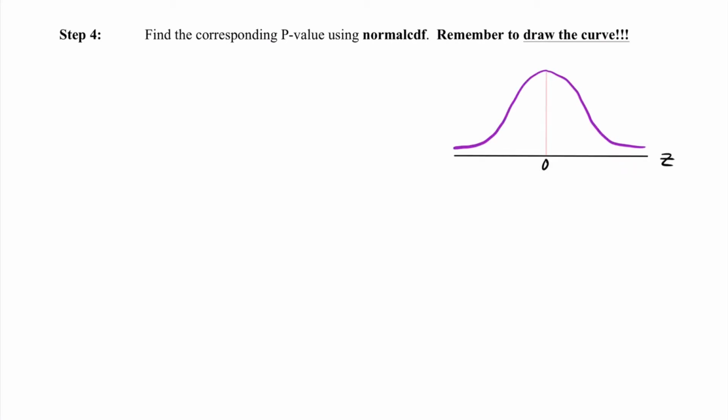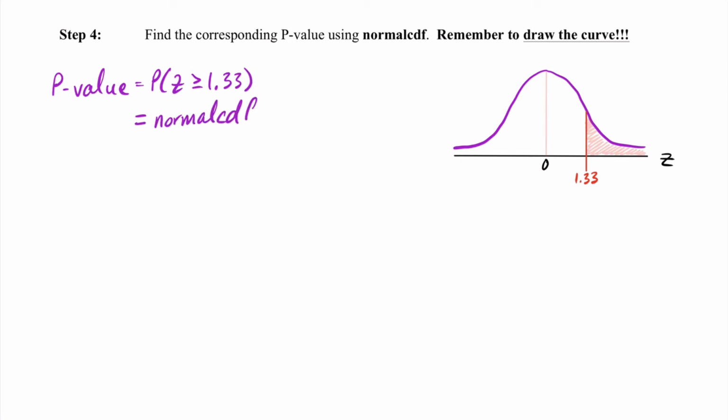function, remembering first to draw our curve, and we've got a normal distribution with a test statistic of 1.33, and we're trying to find the area to the right of that test statistic since we have the claim that urban is greater than rural. So that means our p-value is equal to the probability that z is greater than or equal to 1.33, which means we're using the normal CDF function again from 1.33 up to 10 to the 99 since we're finding the area to the right of our z statistic, and we end up with a p-value of approximately 0.0918.